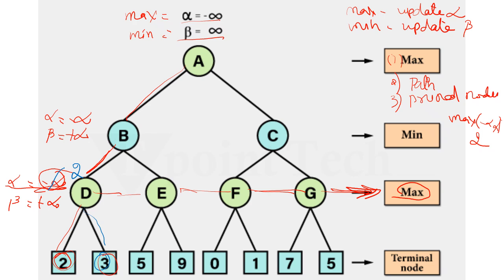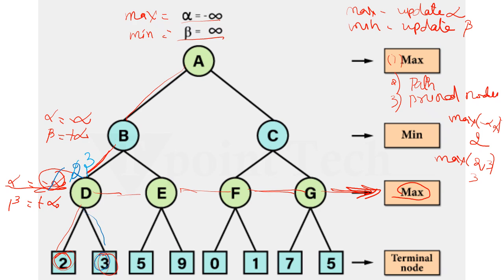So we have to compare with the previous value. Max of the existing value of alpha, which is equal to 2, and now the rightmost child, 3. What is the maximum value? 3 is the maximum value, so we can replace the old value 2 by 3. So the new value of alpha is equal to 3. The beta value is not updated, so that same old value will be retained. There is no change in beta value.